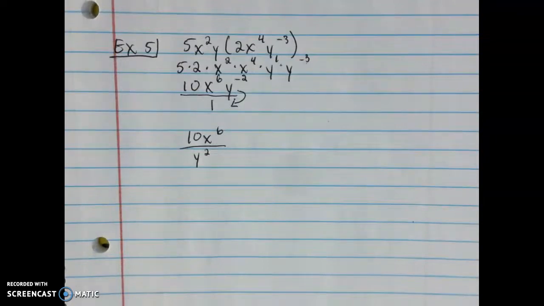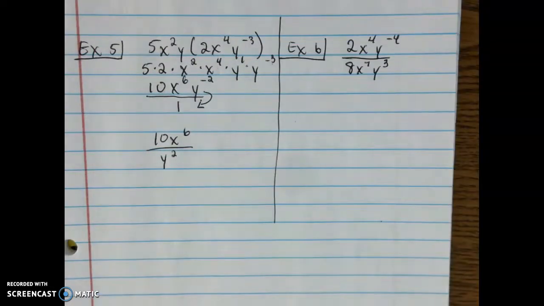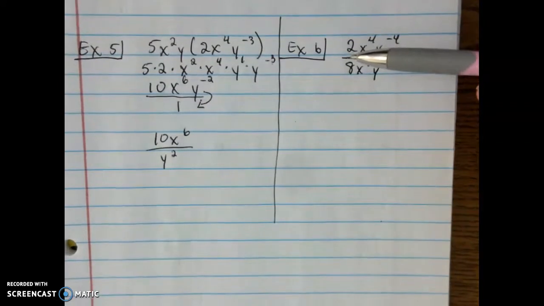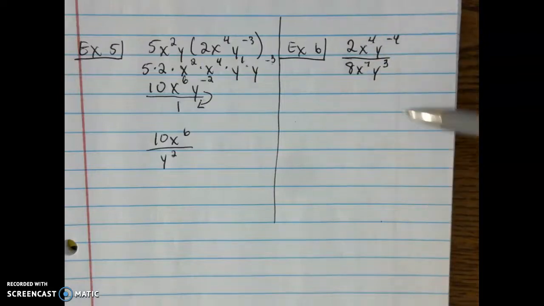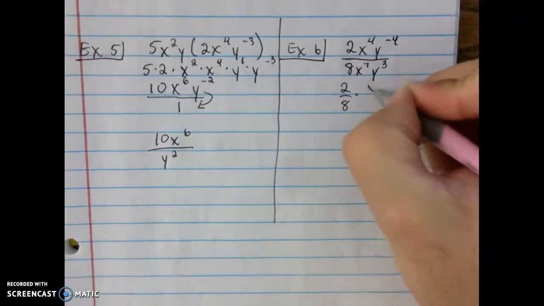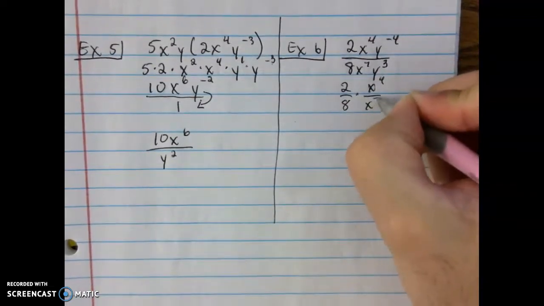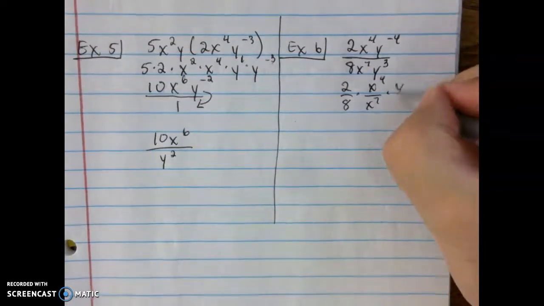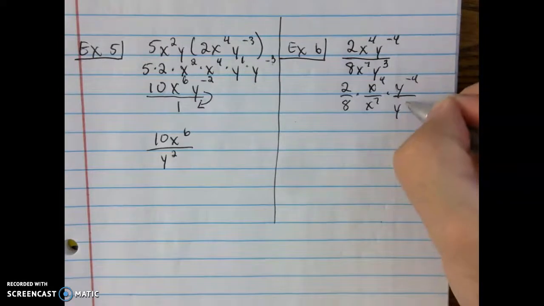One more example to look at. For our last example, we have the expression 2x to the 4th y to the negative 4th over 8x to the 7th y cubed. Again, what we want to do is we want to separate into 3 separate parts. One part for our integers, one part for our x variables, one part for our y variables. And if there's more variables, just separate it into more parts. So we have 2 over 8 multiplied by x to the 4th over x to the 7th multiplied by y to the negative 4th over y cubed.